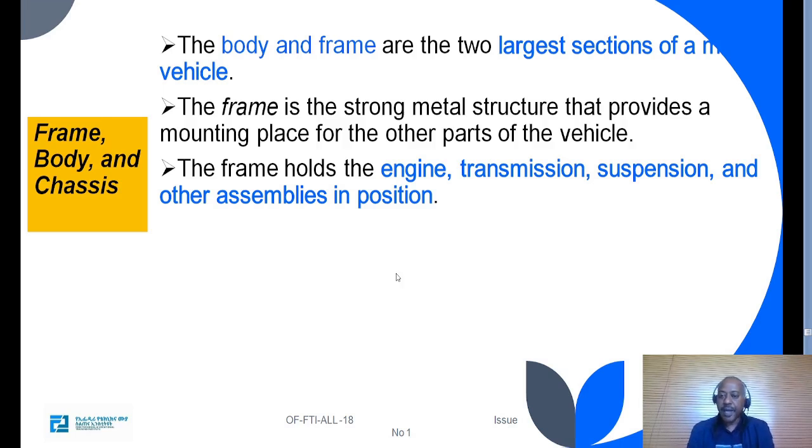Frame, body, and the chassis. The body and the frame are the two largest sections of a motor vehicle. The frame is the strong metal structure that provides a mounting place for the other parts of the vehicle. The frame holds the engine, transmission, suspension, and other assemblies in position.